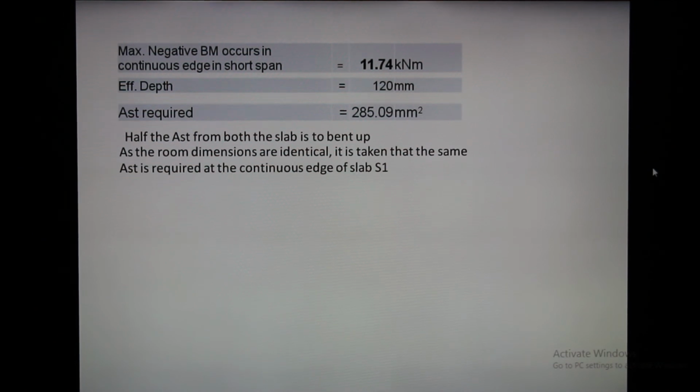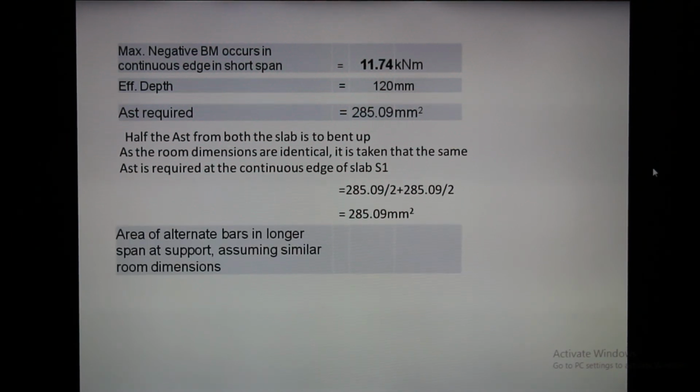As the room dimensions are identical, it is taken that the same AST is required at the continuous edge of slab S1 also. Suppose in case the dimensions are different, again we have to calculate from the very beginning. Here, what is the reinforcement? 285.09 is the reinforcement required, half the reinforcement from one slab and half the reinforcement from the other slab. So the total reinforcement required is 285.09 mm square at the continuous edge.